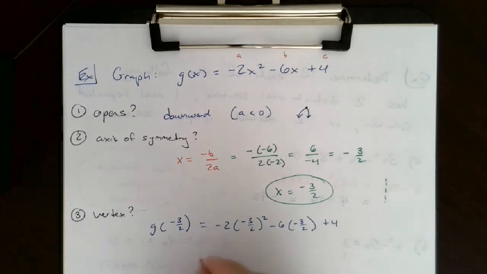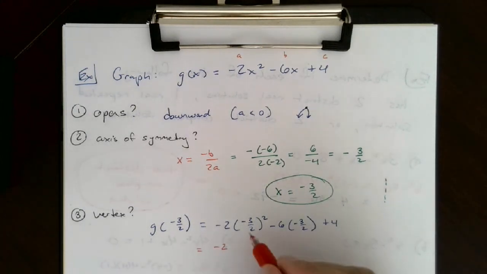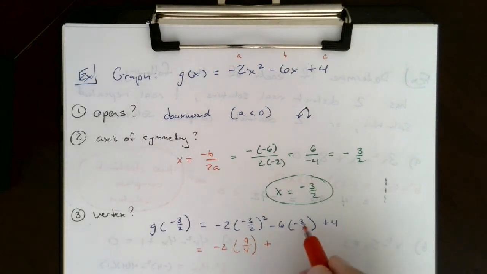Make sure you follow your order of operations. We have -2 times (-3/2) squared. The negative squared will make it positive. 3 squared is 9 over 2 squared, which is 4. So -2 times 9/4. Here we have a negative times a negative, which is going to make this a positive. 6 times 3 divided by 2. Well, 6 times 3 is 18 divided by 2. It makes it positive 9, and then plus 4.